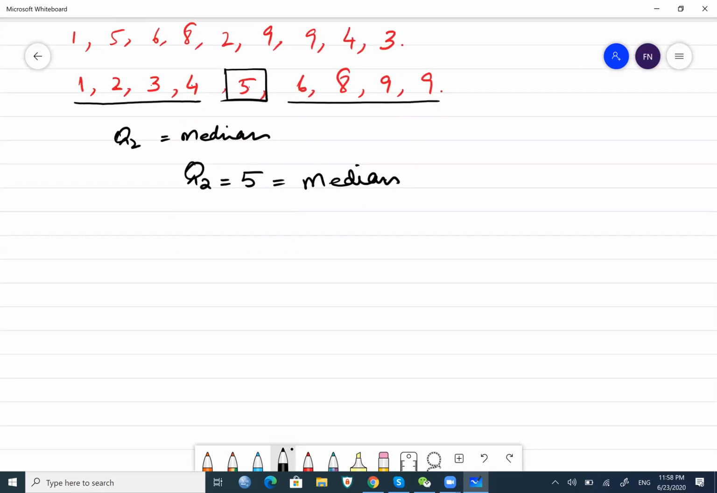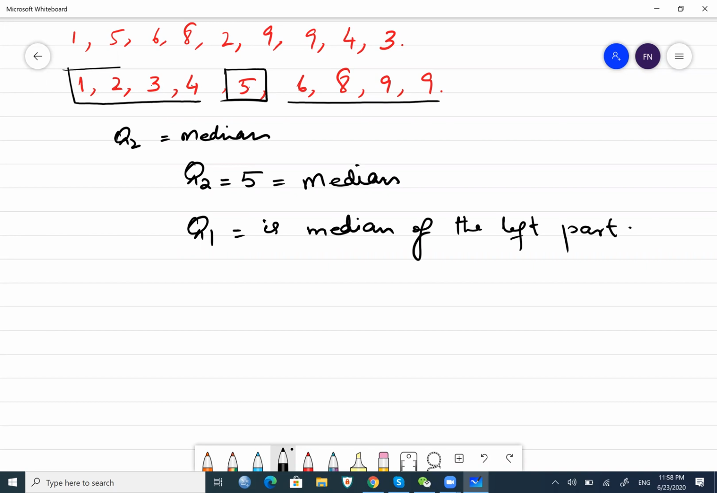Now we want to calculate its Q1. Q1 is the median of the left part. The left part is this one. So we have four numbers. How do we calculate the median in case of even? One would be on the left side, one would be on the right side. So we will take the average of the middle two numbers, which are 3 and 2. So Q1 will be the average of the middle two numbers, which is 2.5. Understand?